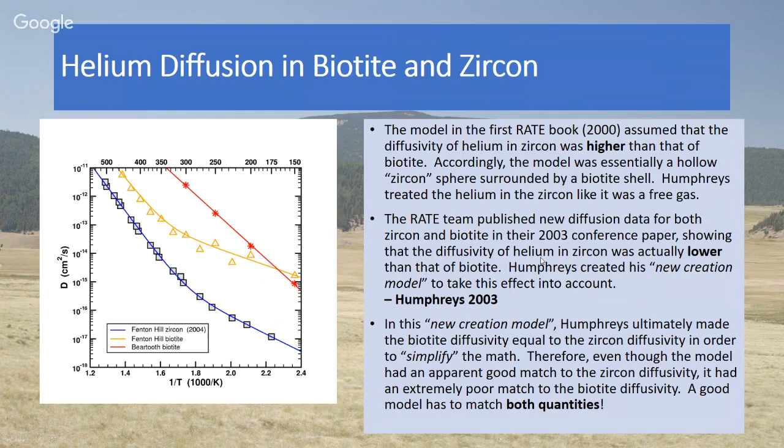So that's why Humphreys talks about the new creation model as opposed to the old one. The new one took into account the fact that the zircon diffusivity was lower. But what's interesting is rather than just leaving the model a bare zircon model, he still kept the biotite shell, but he equated the diffusivity to that of zircon, even though it's considerably different. Now he says he matches the data very well.